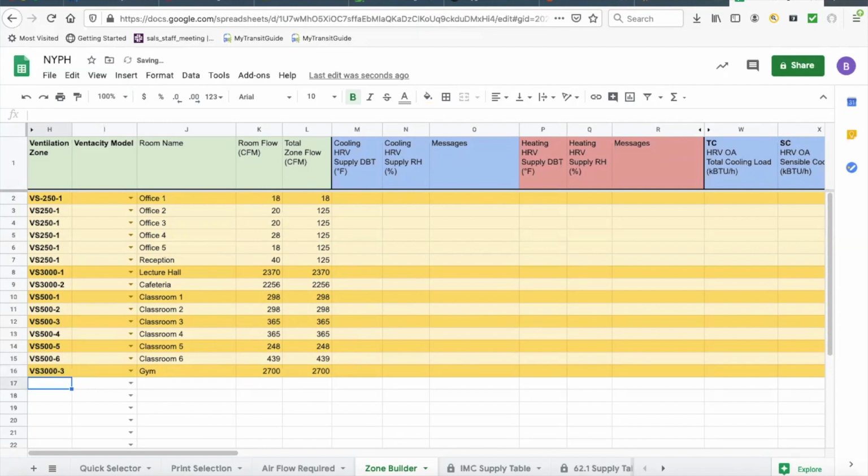One more unit. And I've broken it all out into zones, and I can determine what I need for equipment and tie it all together and then design the ductwork accordingly.